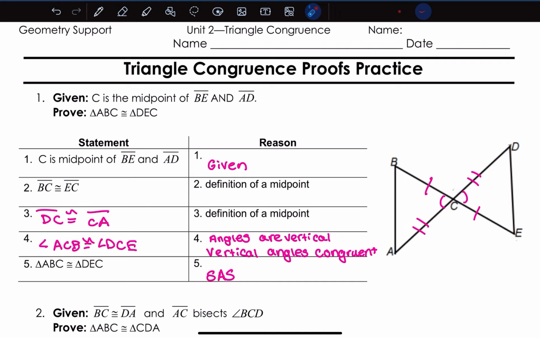Now, they put it in one line. I like to do it in two, but you're going to state that ACD and DCE are congruent because they are vertical angles, and vertical angles are congruent. We have a side, an angle, and a side sandwiched together. So we use side, angle, side to state that the triangles are congruent.